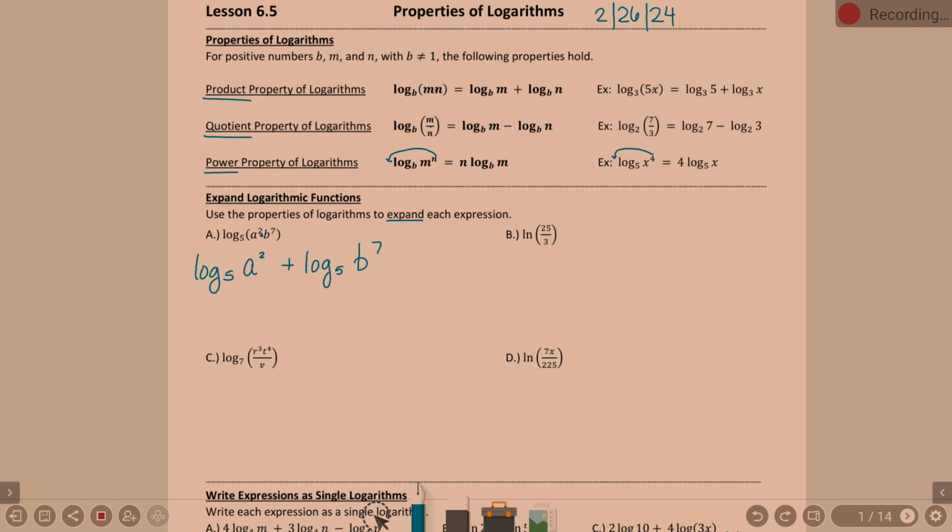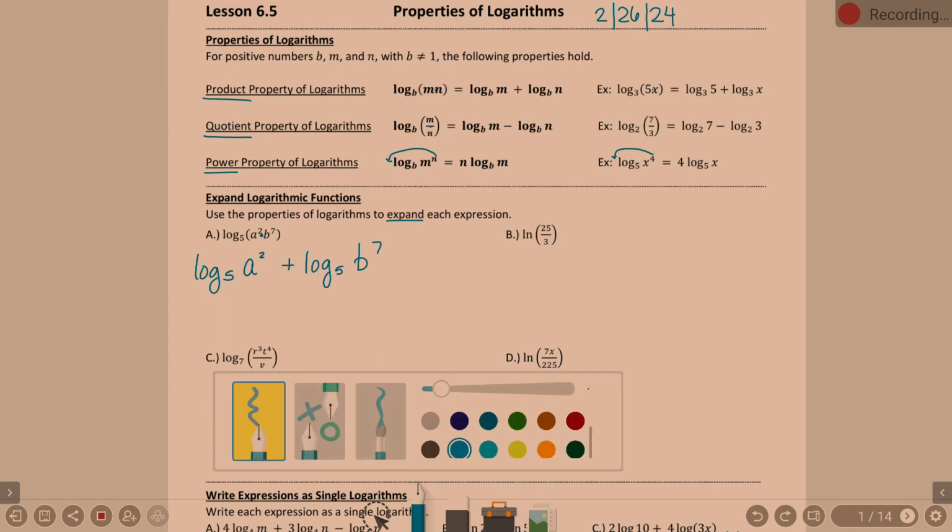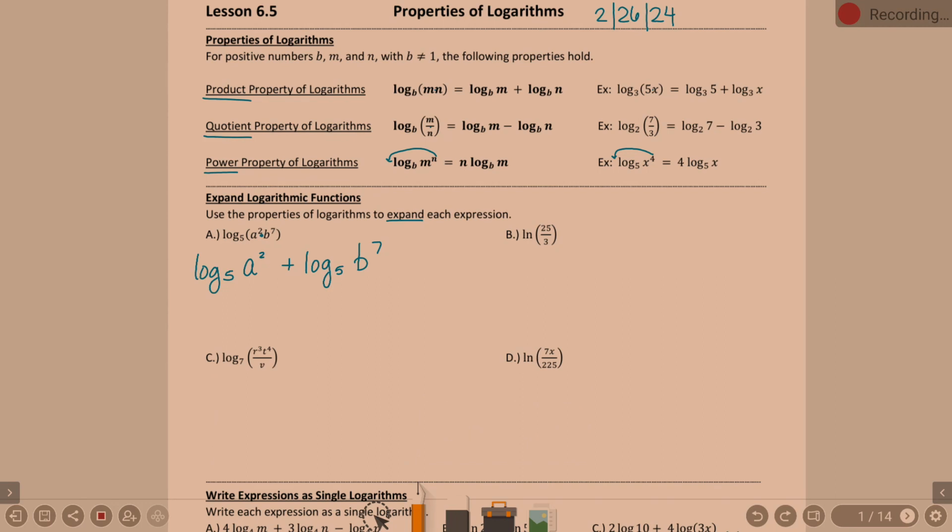Power property. Both of these logs, it wouldn't have to be both, but it is in this case. There's an exponent, yes? The power property says if you have a power, it can be rewritten as a coefficient out front. So that means this log base 5 of a to the second, where can the 2 go?